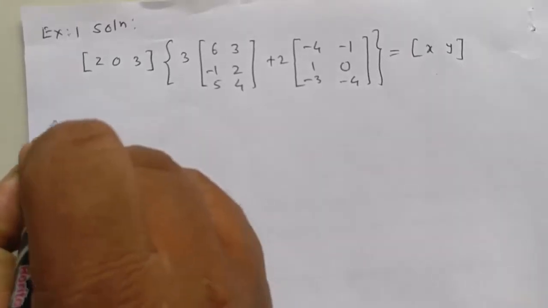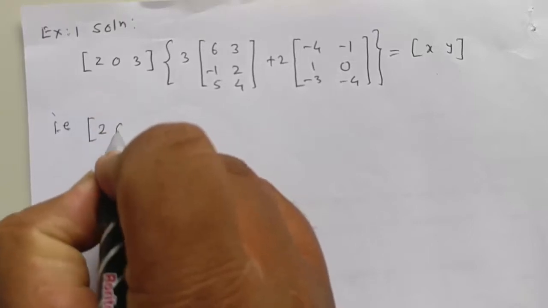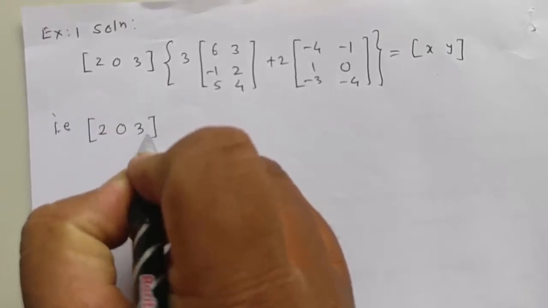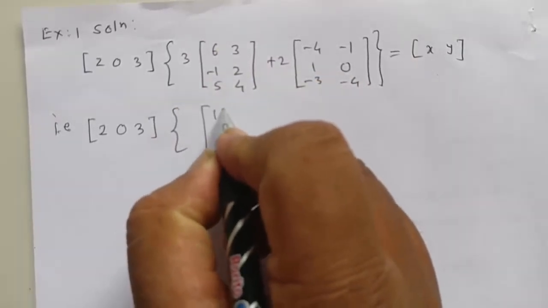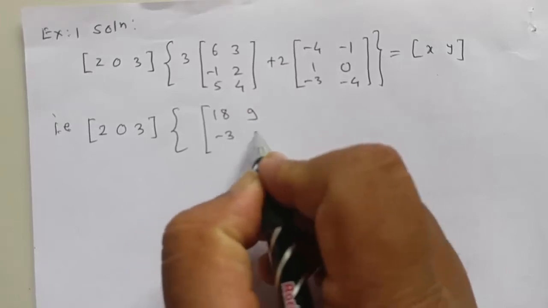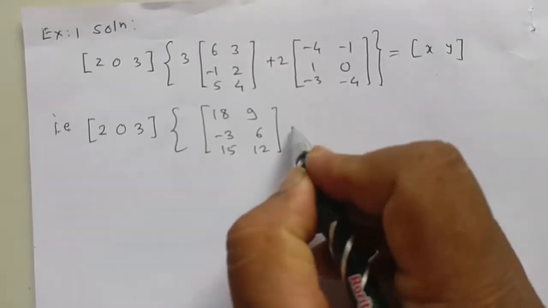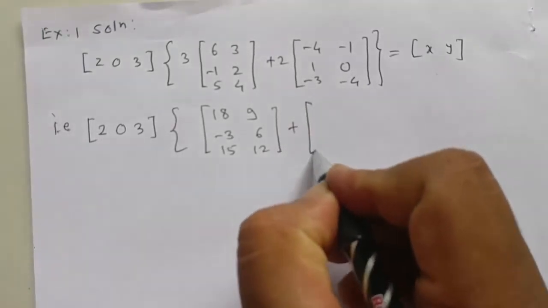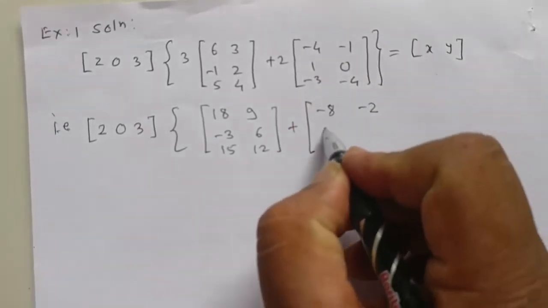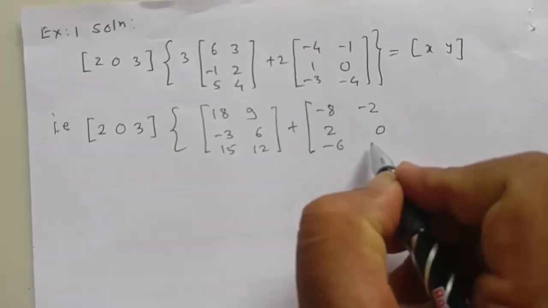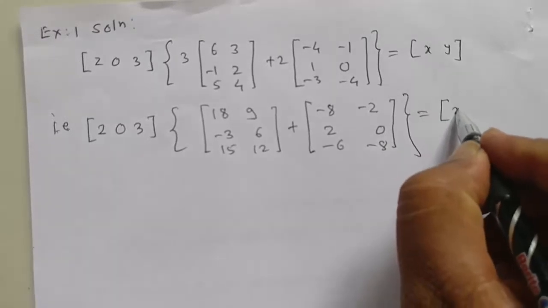That is, keeping this matrix same as it is, 2 0 3, multiply 3 inside the bracket, it is 18 9 minus 3 6 15 12, plus multiply 2 inside the matrix, minus 8 minus 2 2 0 minus 6 minus 8, this bracket complete, curly bracket complete, is equal to [x y].